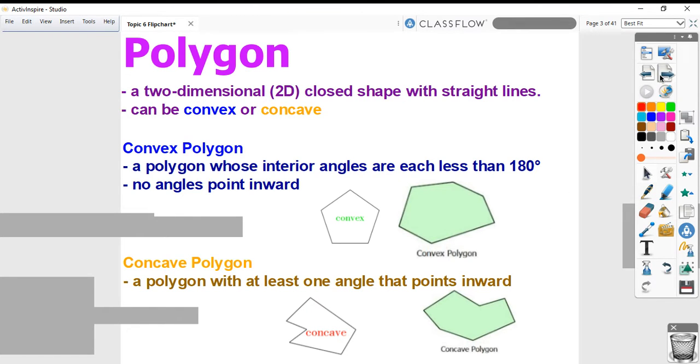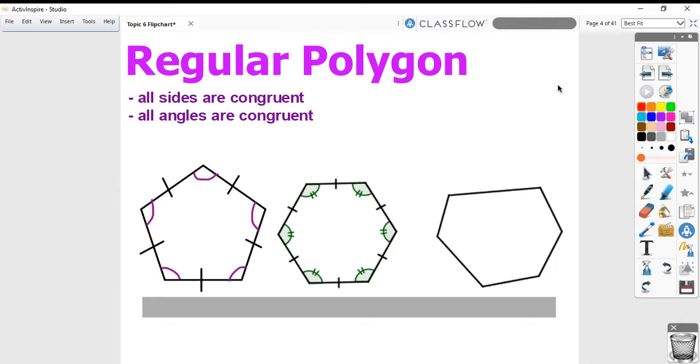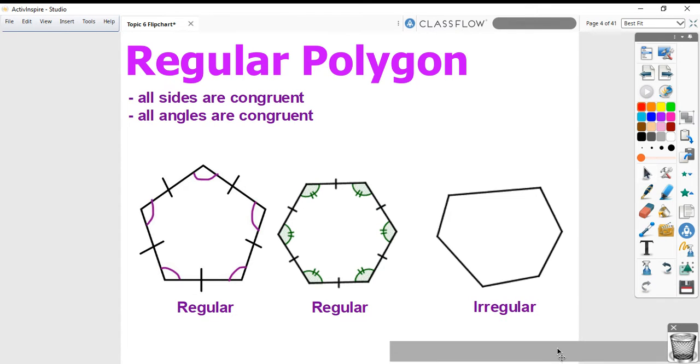The other way that polygons can be categorized is by regular or irregular. A regular polygon, and this is going to be important as we talk about more stuff in this unit, has all the sides congruent to each other and all of the angles congruent to each other. When you look at this first shape, you can see one hash mark on each side and one arc inside of each angle. That means this is a regular shape. Same with this one. All of the angle markings are the same and all of the side markings are the same. So both of those would be regular polygons.